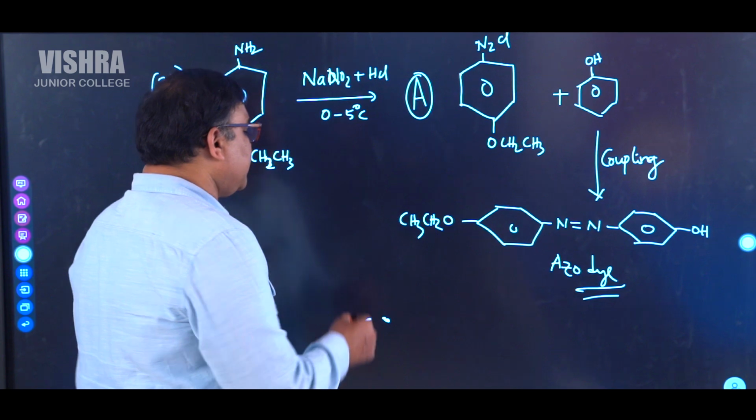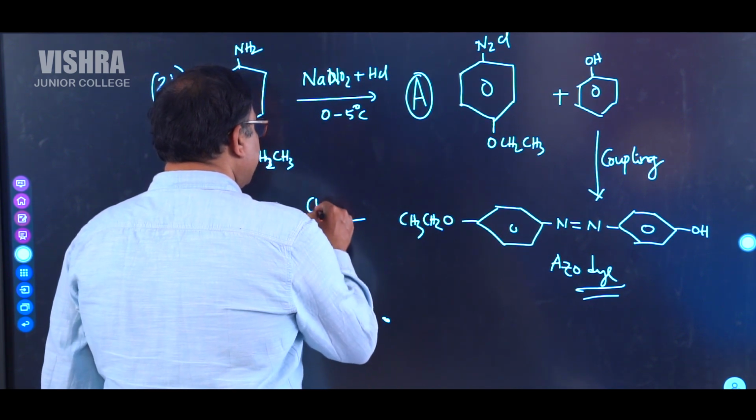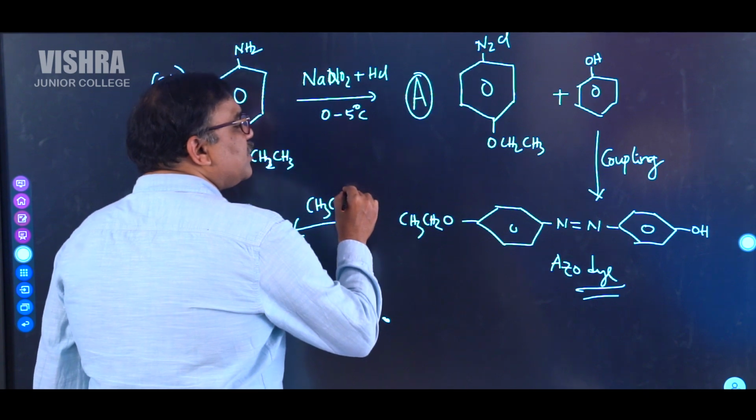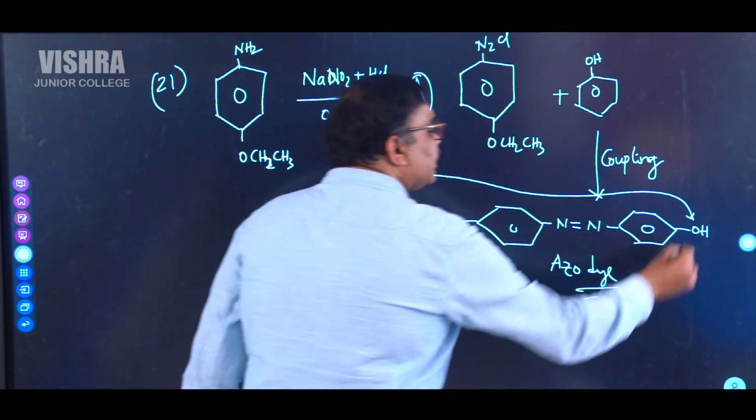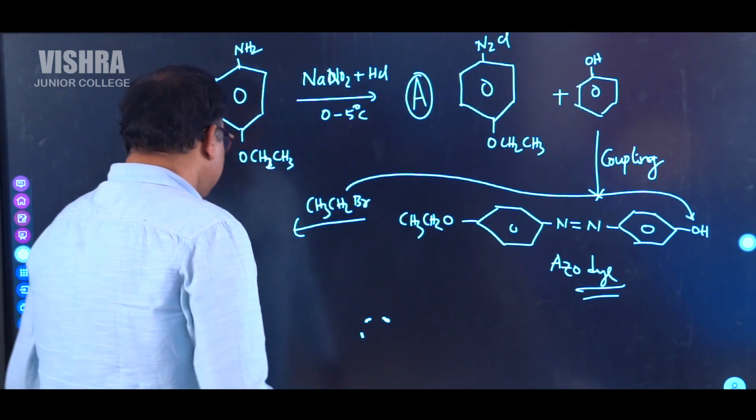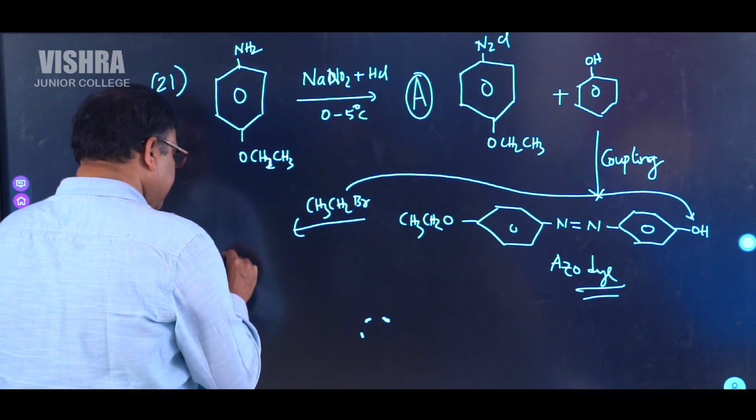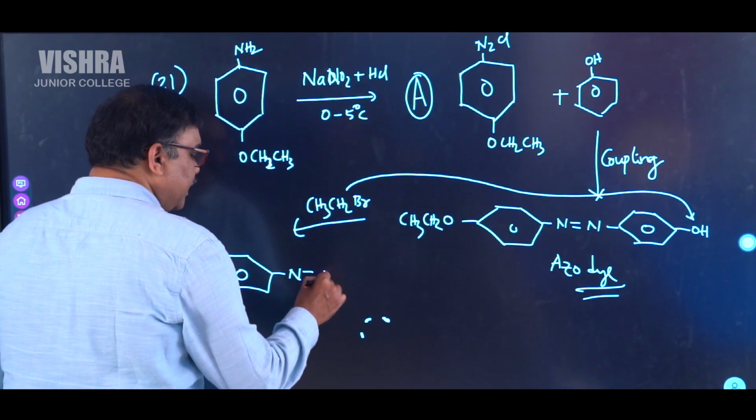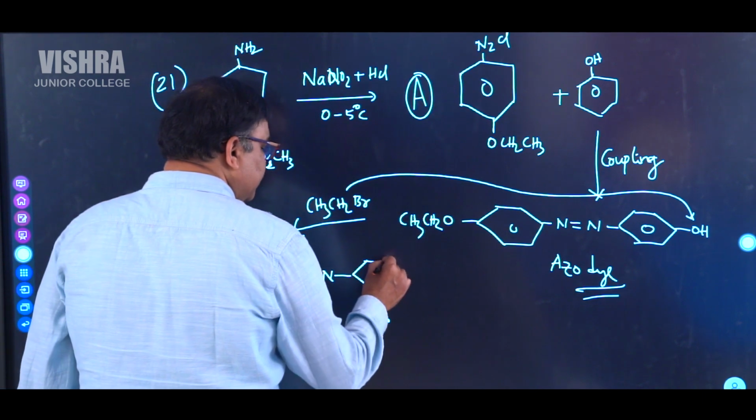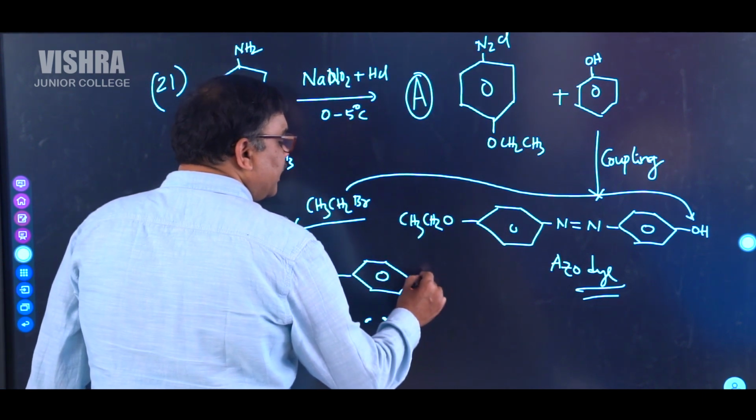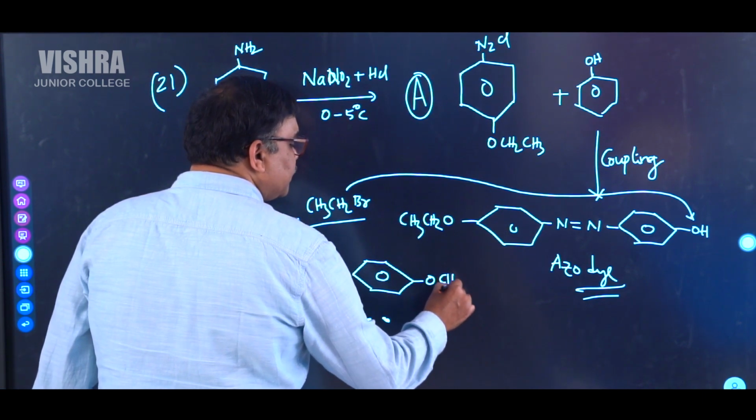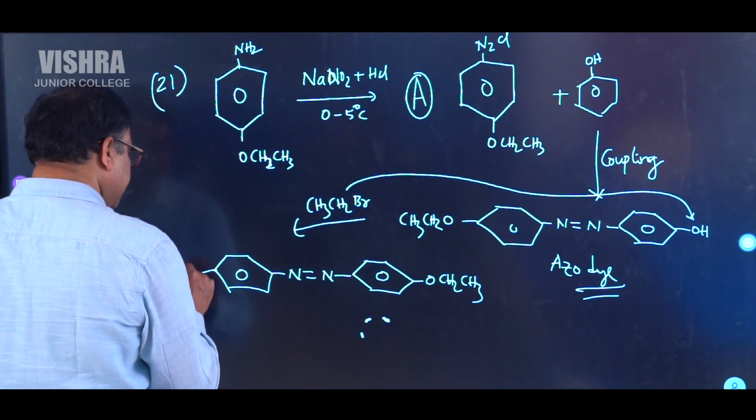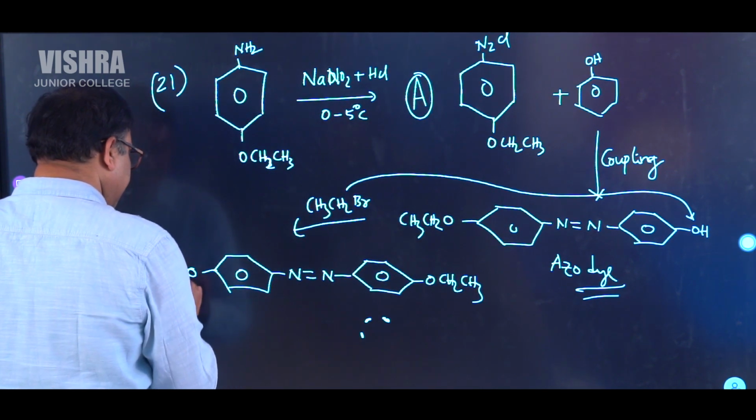What are we going to do? They are going to react with CH3CH2Br. So this one goes and reacts here where oxygen is there. So we'll get the compound like this: benzene ring with N double bond N single bond, again a benzene ring here, and here you have OCH2CH3, and here also OCH2CH3.